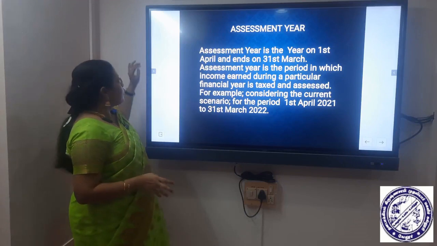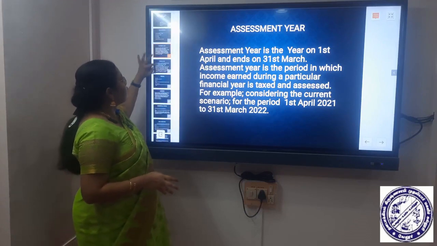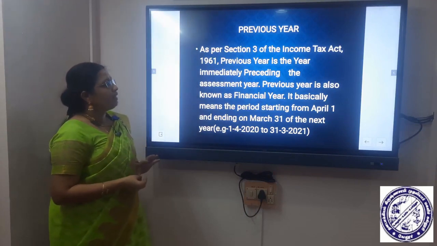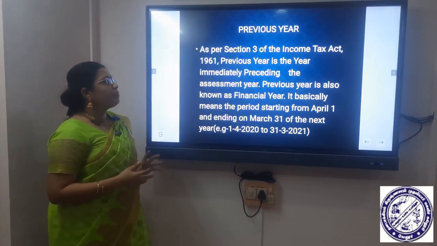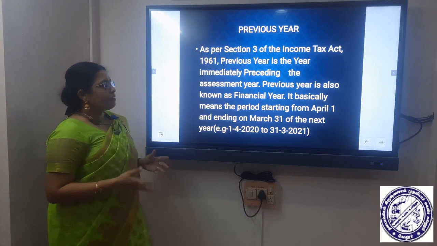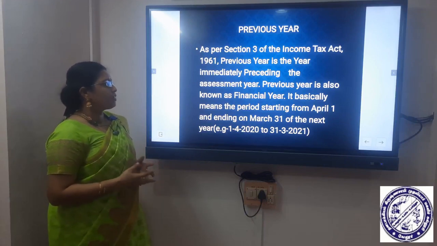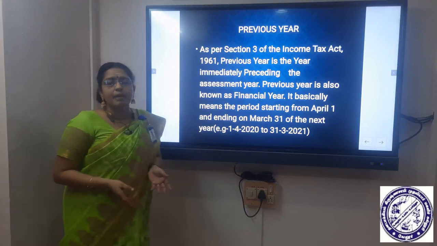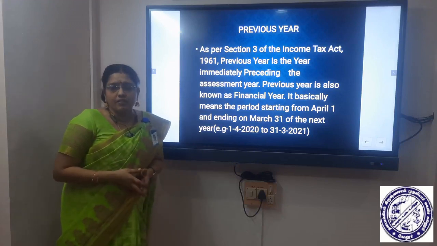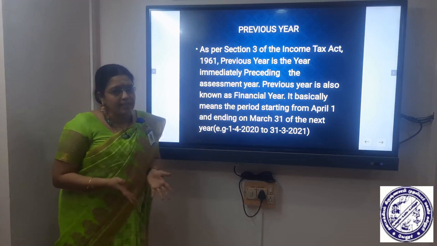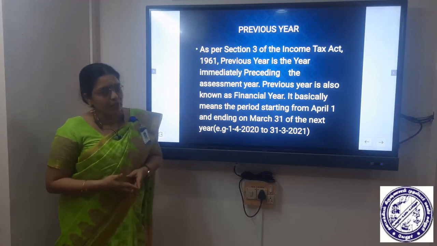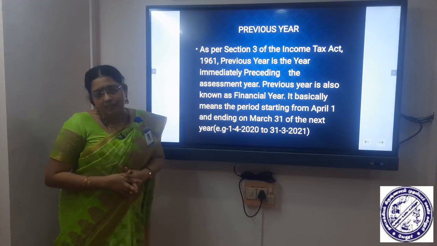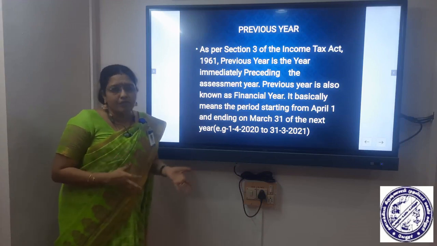Then we move on to what is previous year. As per section 3 of the Income Tax Act 1961, previous year is the year immediately preceding the assessment year. Previous year, also known as the financial year, basically means the period that starts from 1st April and ends on 31st March. For example, for the current previous year, it starts from 1/4/2020 and ends on 31st March 2021. In that 12 months period only, the person will earn the income. So that is called previous year.